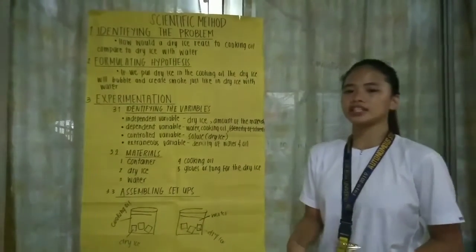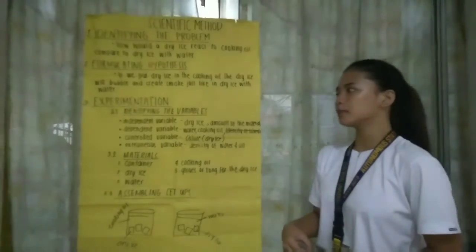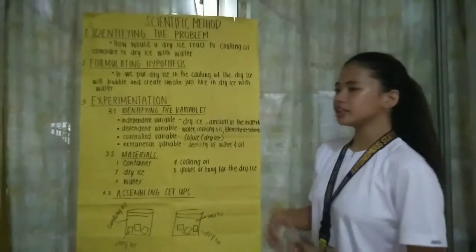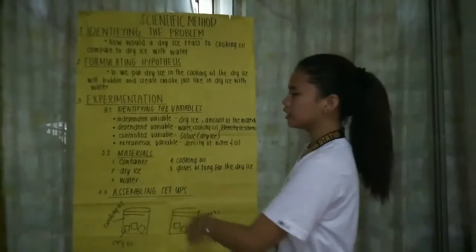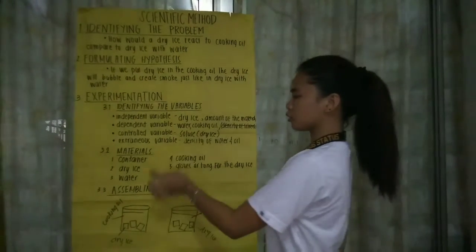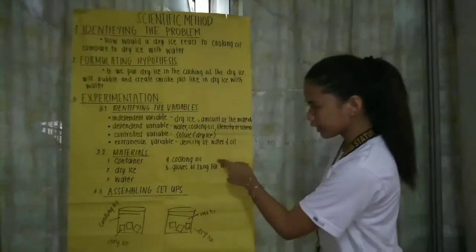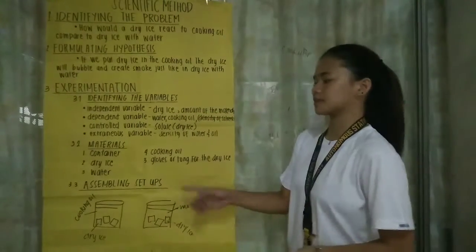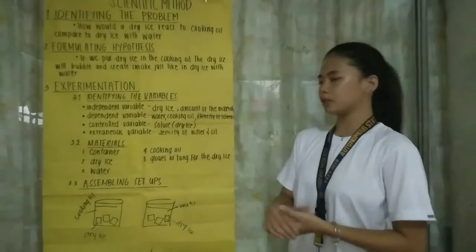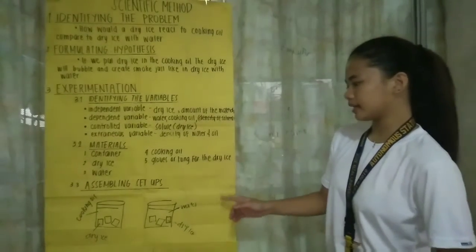The second part of the experimentation is the materials. Materials are the things that we need in order to perform the experimentation. Here in our example, the materials needed are first, a container, and the dry ice, and also water, and cooking oil, and gloves and tongs for the dry ice. Implementation is assembling setups. It is the part where we will assemble and do the experimentation.